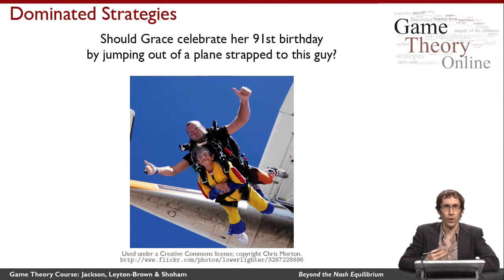Now, in principle, she might worry that he would choose not to pack the parachute safely, and she would choose to jump out of the plane. And if that were to happen, then she would never get to celebrate her 92nd birthday. But you can see, in fact, she did choose to jump, and she landed safely, and her choice was a good one. So how was she able to reason that this was sensible?